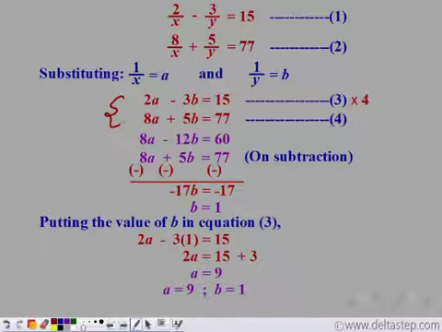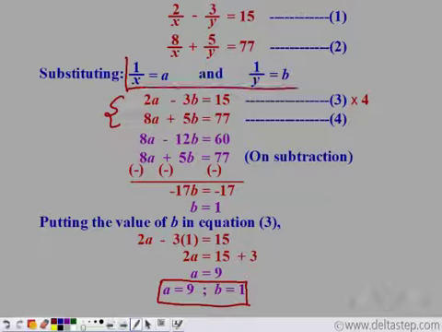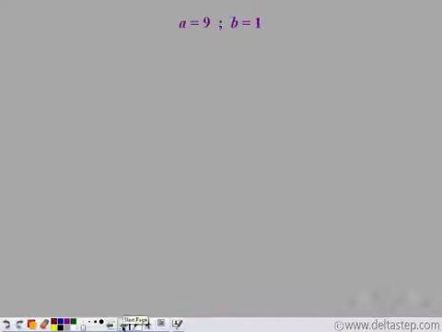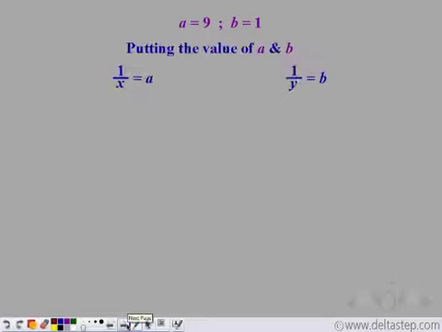But we actually want to get the value of x and y in order to solve this pair of equations. So we use this value of a and b and this substitution which we have used to get the required value of x and y. So a is equal to 9 and b is equal to 1. Now put these values of a and b in 1 by x is equal to a and 1 by y is equal to b.